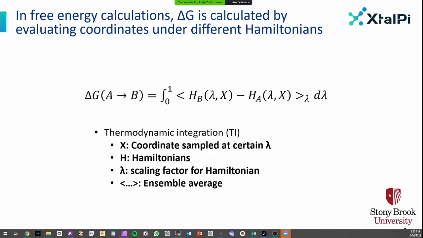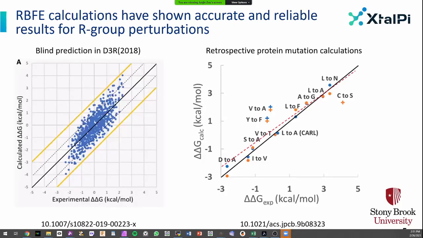One of the most important things for a successful TI calculation is that we need to make sure the quantity in the bracket has a relatively small fluctuation. If the value in the bracket is going up and down like crazy, it will fail the TI calculation.